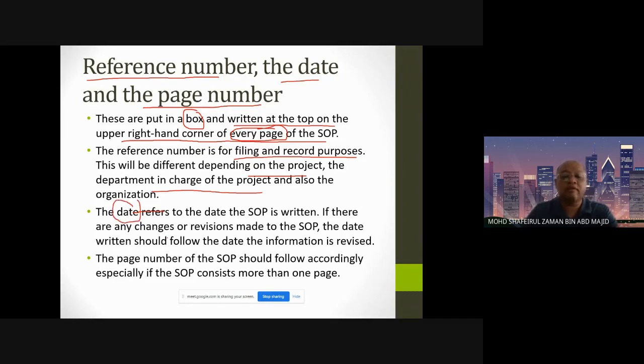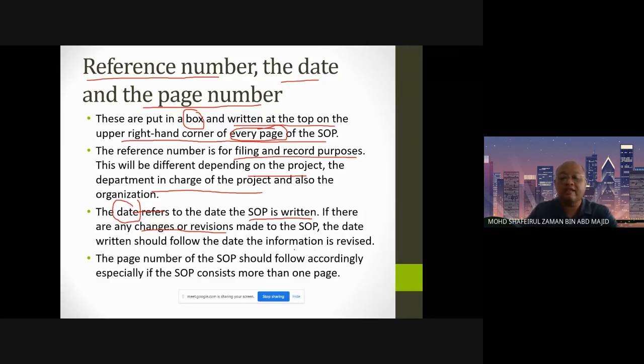So the date refers to the date the SOP is written. Today is the 27th of April 2021. Let's say if I ask you to write or prepare the SOP for this particular procedure today, the date should be written as 27th April 2021.